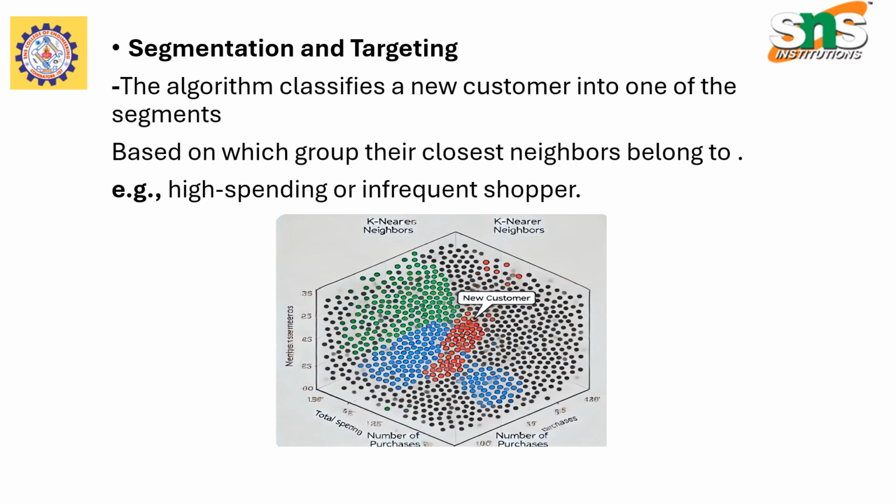Next one is segmentation and targeting. The algorithm classifies a new customer into one of the segments based on which group their closest neighbors belong to, for example high spending or infrequent shopper. There are two different K nearest neighbor setups. One uses total spending and number of purchases, and another uses only the number of purchases.